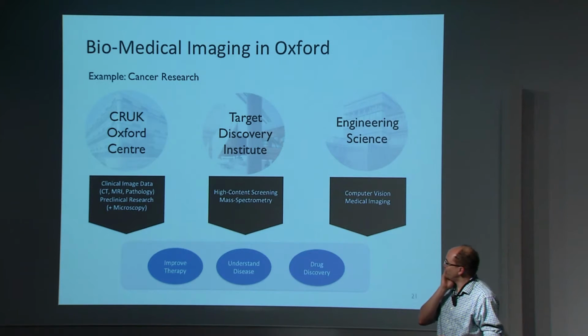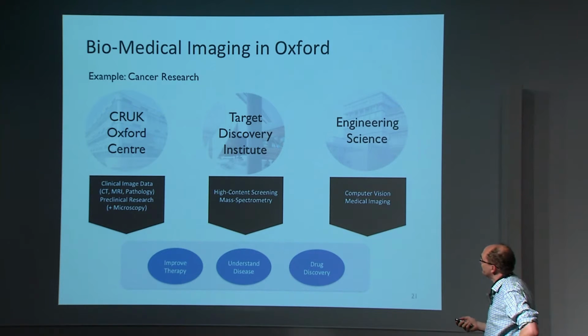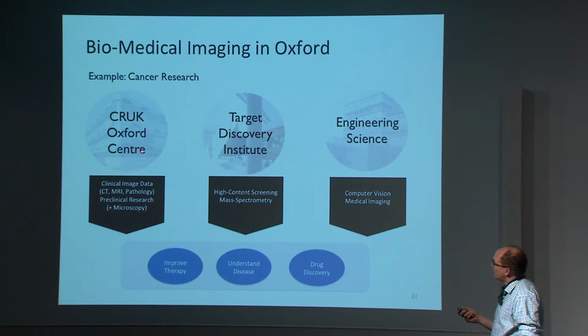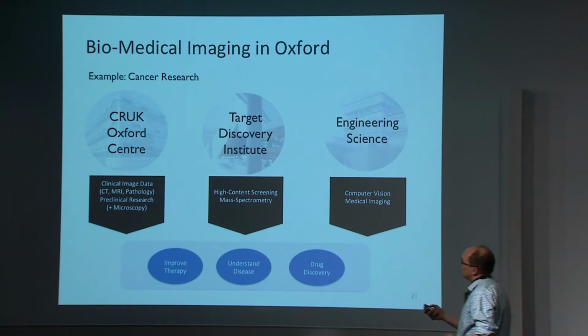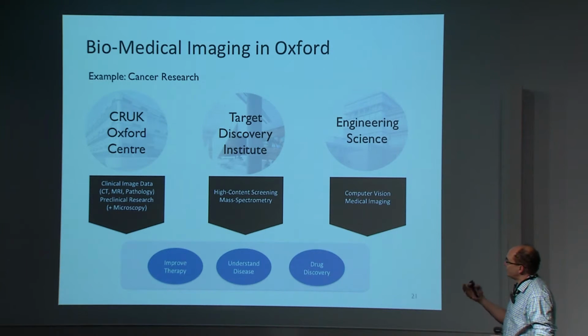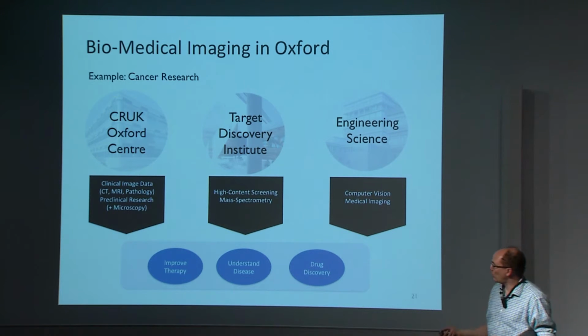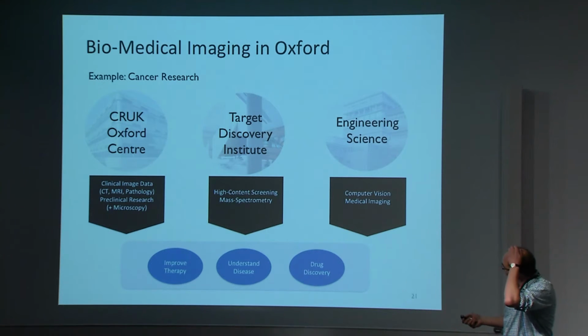And also the way the institute is now being set up, we have the Cancer Research UK Oxford Centre, which is a comprehensive cancer centre, and you can view this as essentially people. It's fairly large. It involves clinical people, but it also provides the experimental knowledge and biological background to do something like target discovery. We work in other disease contexts as well, but this is just an example. Then you see how engineering feeds in by providing medical imaging and computer vision knowledge, which is my personal expertise. The ultimate goal is, of course, to improve therapy, understand disease, and also discover new drugs.